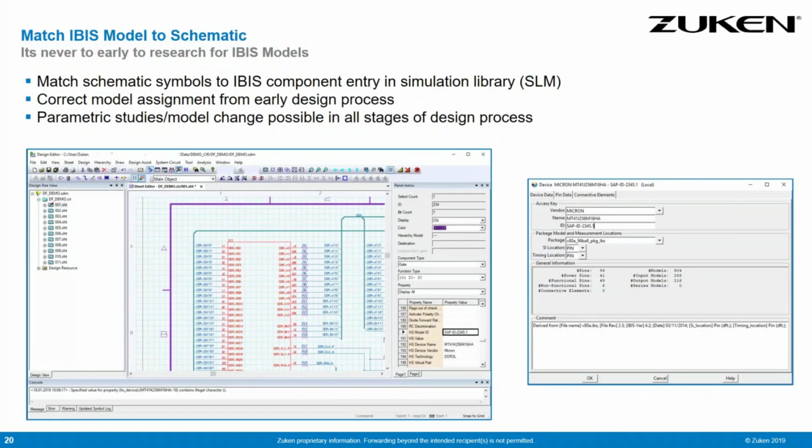I typically phrase that it's never too early to look for IBIS models, so this should be done very early in the design process, and it's the same thing, never too early to assign a link to an IBIS model to a design. So in the Zuken design flow, you can already amend the schematic with information: what is the IBIS model responsible or to be used for simulating that circuit? So you can use an attribute high-speed model to create a link between the schematic and the content of the simulation library. Of course, you can later on change this setting.